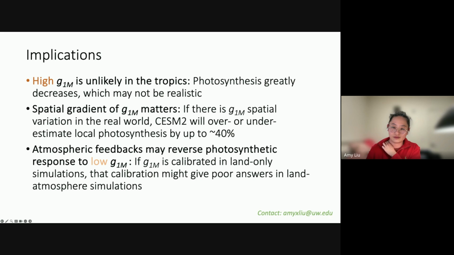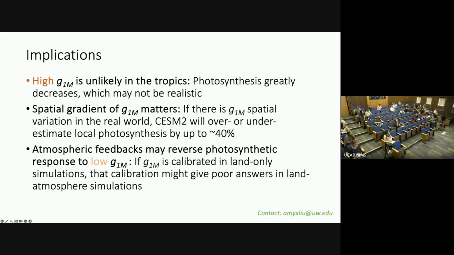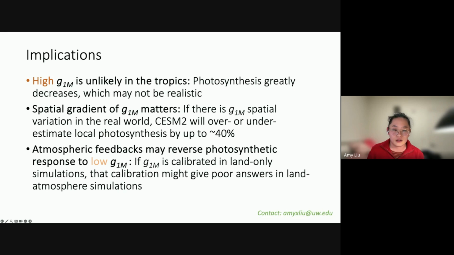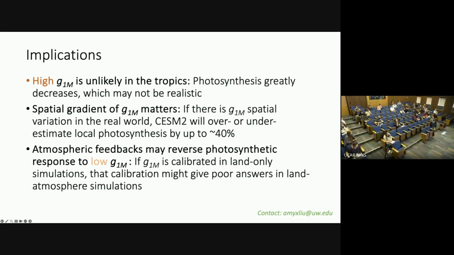Trying to understand the second comment here, the second implication about this, can you say more? It didn't seem like your results were talking too much about the actual gradients in G1M other than just different values of G1M. Is there something about the actual spatial gradient that's important?